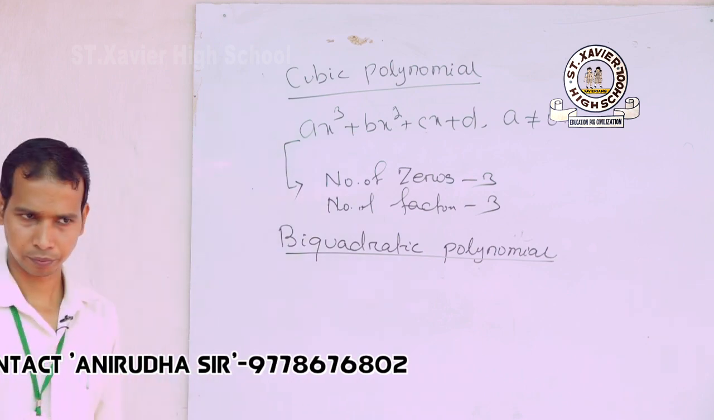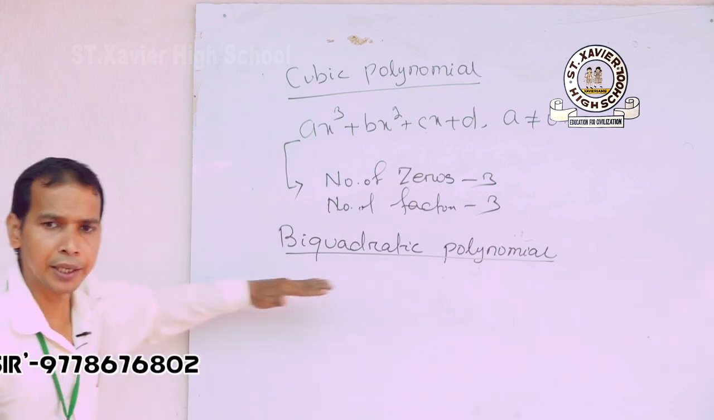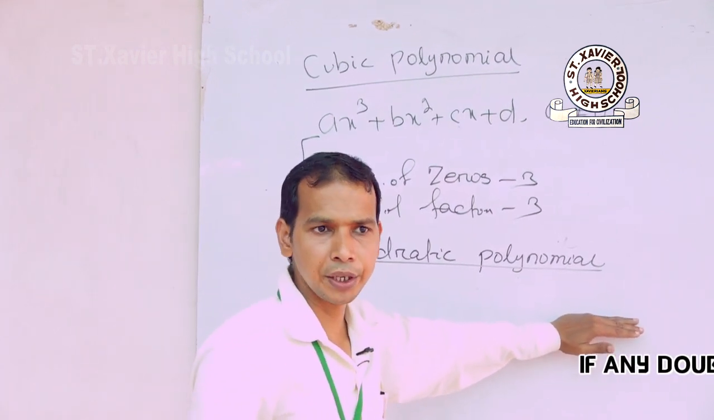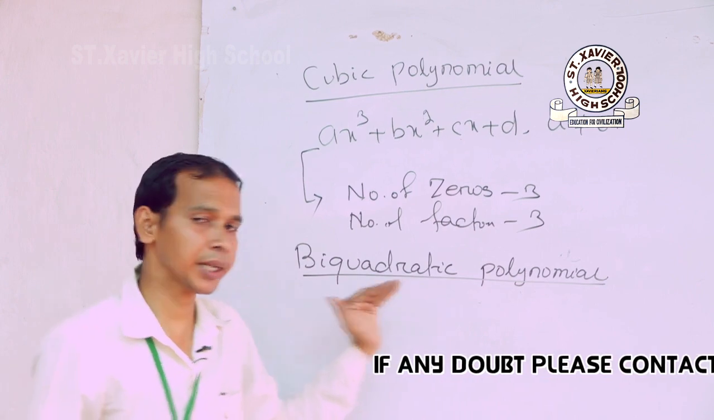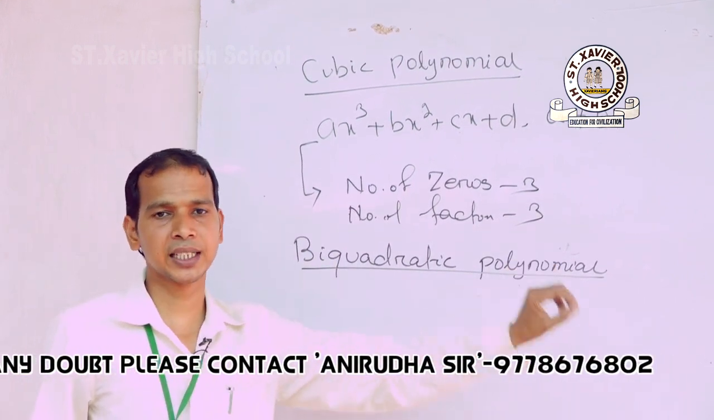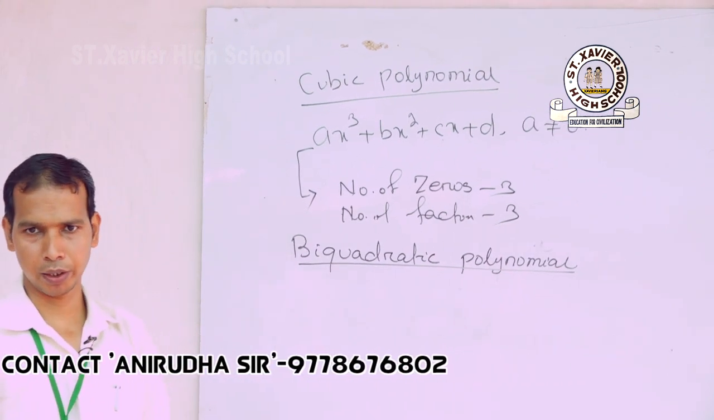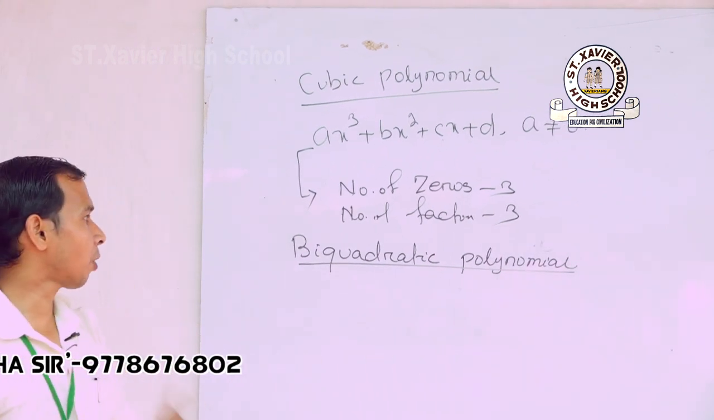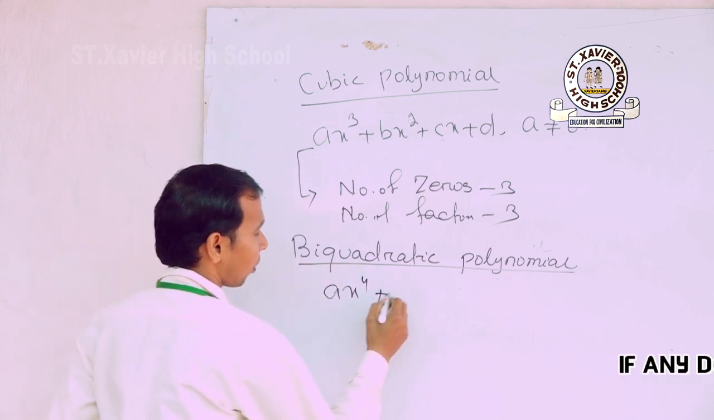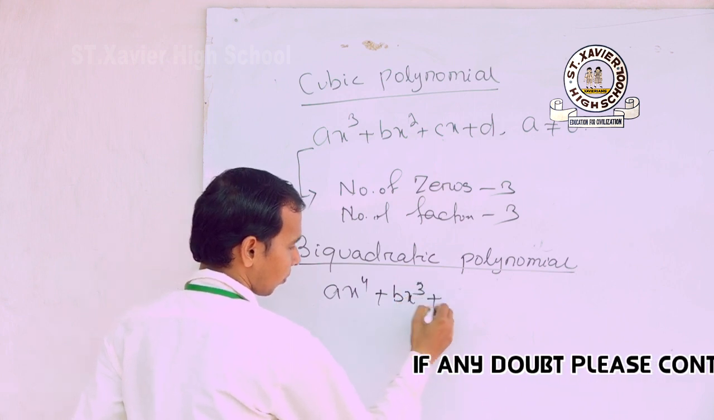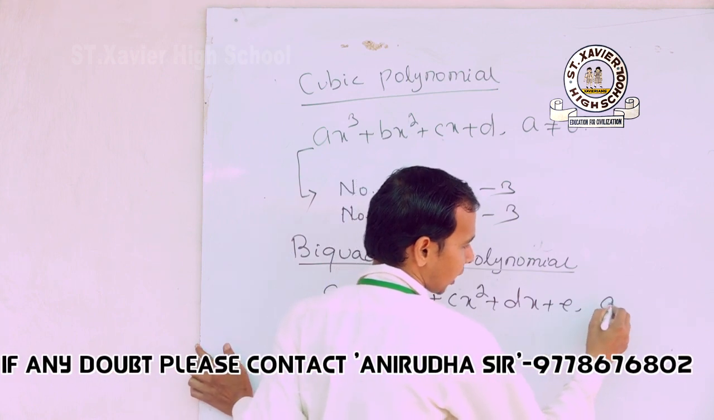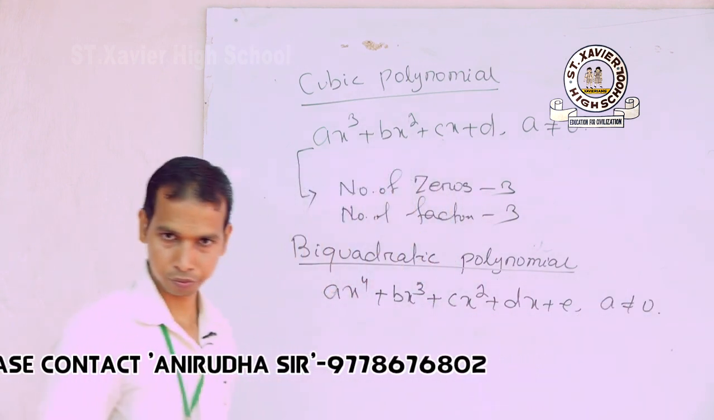Biquadratic polynomial: the polynomial in which the maximum power of the variable is 4 is called a biquadratic polynomial. The standard form of a biquadratic polynomial is ax to the power 4 plus bx cube plus cx square plus dx plus c, where a is not equal to 0.